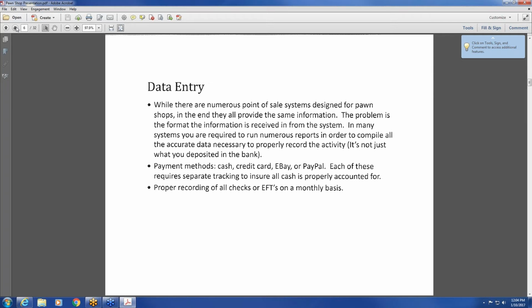Payment methods are another issue that comes up because we take credit cards, we may take checks, we get paid with cash, we accept payments on eBay that go through PayPal. In reconciling those things, if we're not keeping up with the payment methods properly, we're going to have a hard time reconciling our payments at the end of the day. Properly recording of that is going to be very important to making sure that the reconciliation process works correctly.